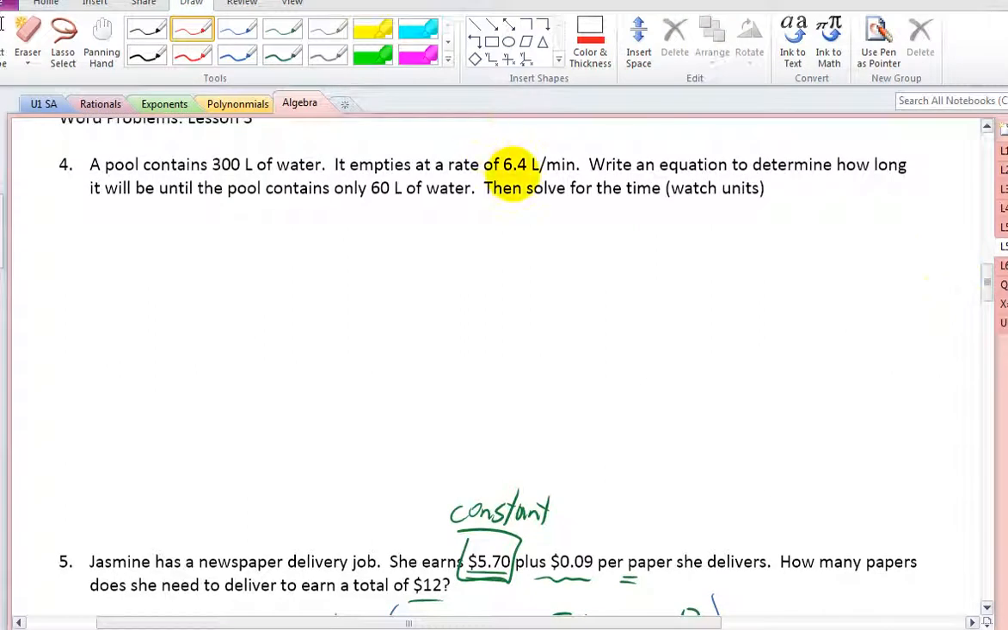So the pool empties at a rate of 6.4 liters per minute. Okay. So in 1 minute, how many liters empty? 2 liters? Sorry, 2 minutes, how many liters empty? 12. Yeah. So how did you get that? You multiplied by 2. So what about in x minutes? It will be 6.4x. Okay, so x equals the time.